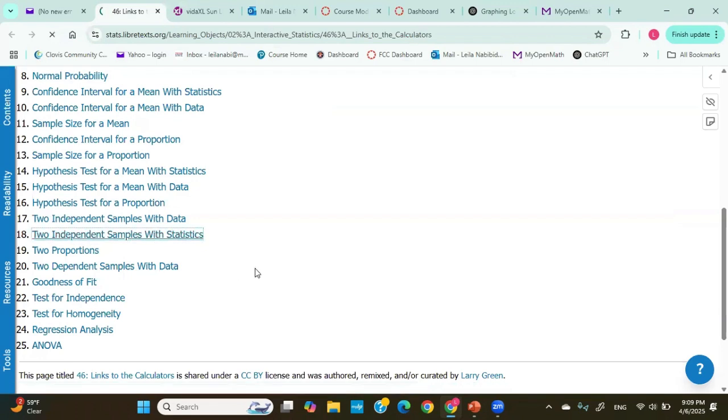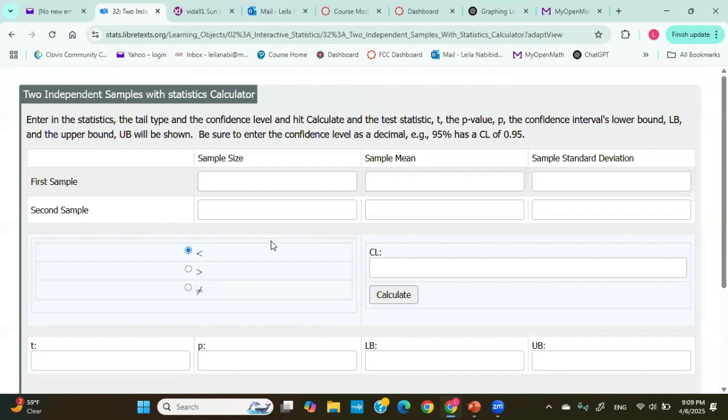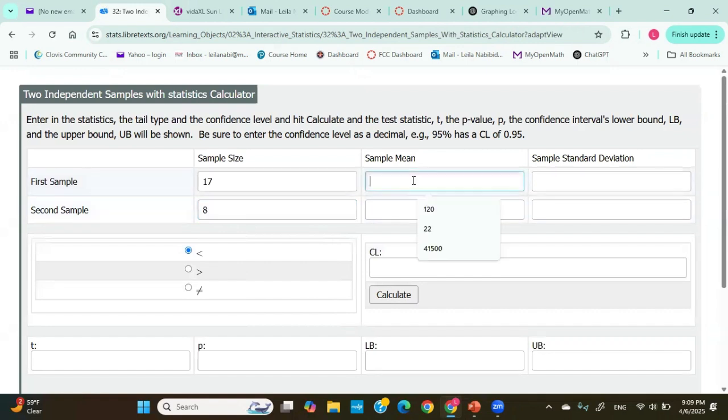Open calculator number 18, and it's asking me, for each of the samples, to type in the sample sizes. What's the first sample size? It was 17. The second sample size was 8. What was the first sample mean? 41,500. And the second sample mean was 38,500. The first sample standard deviation, 8,300. And the second one, that's 5,100.